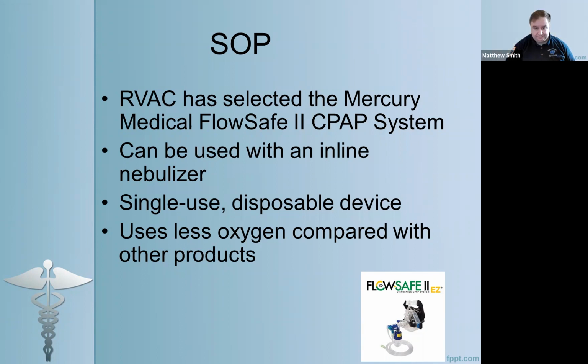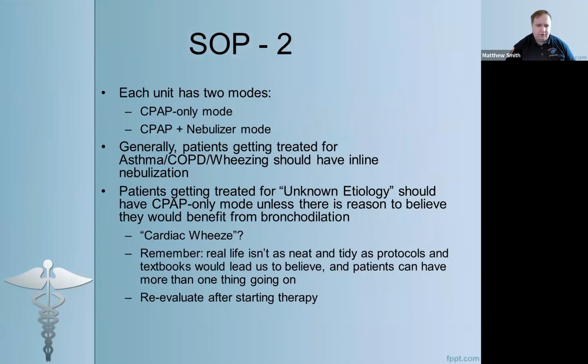So with our device, each of these units has two modes. We have the CPAP only mode, and we have the CPAP and nebulizer. Generally, I would say if you have a patient that you're treating for asthma, COPD, and wheezing, so your lower airway obstruction, I would use the nebulizer, right? I would nebulize those medications that are bronchodilators along with your CPAP. If you're treating for unknown etiology, I would probably go with the CPAP only mode unless you have a reason to believe that they would benefit from bronchodilation. So they could be perhaps wheezing.